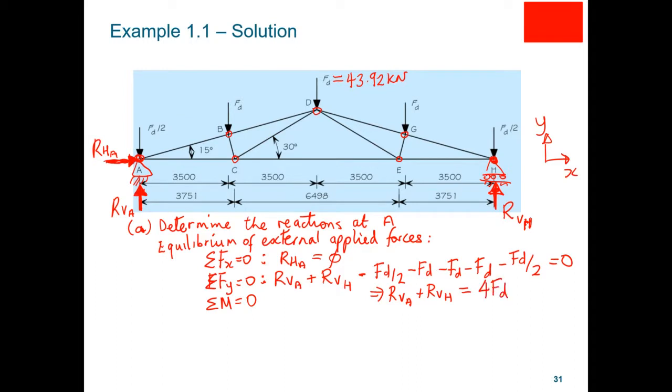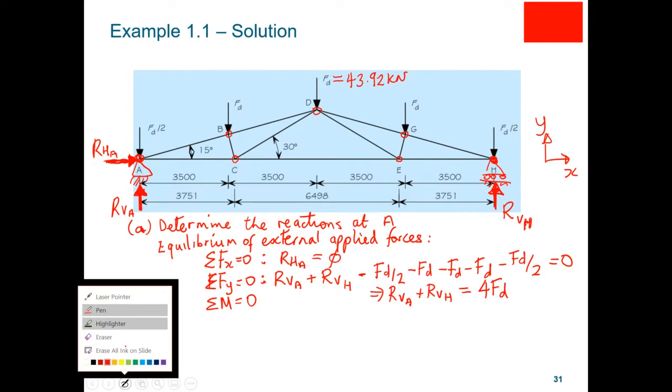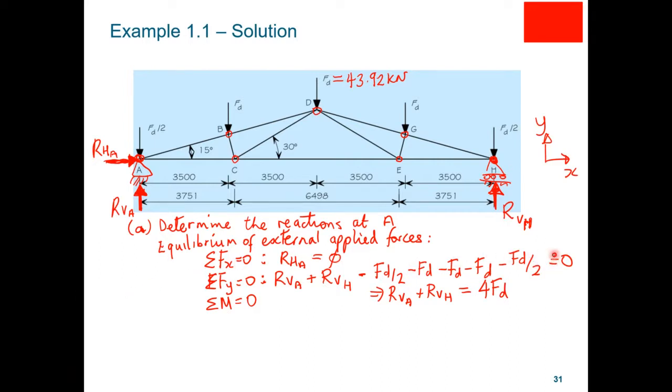Okay, so I'll bring all those to the right hand side. Once I cross over from one side of the equation to the other, I'm bringing 1, 2, 3 and 2/2 is 4. Bringing 4 of those FDs, moving them all over the other side of the equals sign. As I move anything across the equals sign, I'm going to change its sign. So there were minus 4 FD, I'll bring it to the other side. It's going to be plus 4 FD. Okay. So RVA plus RVH equals 4FD.